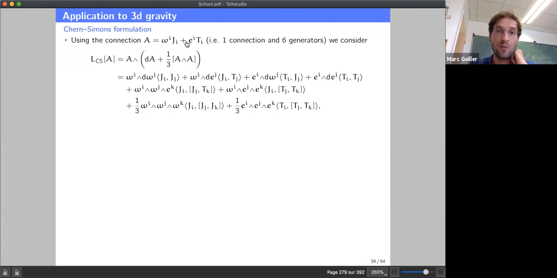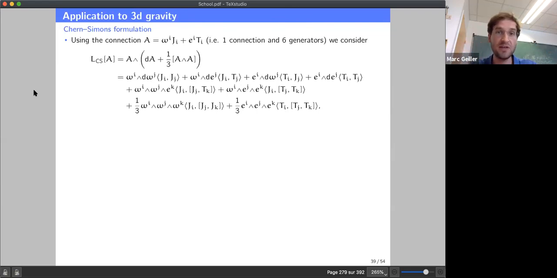This field A, our new gauge connection, is built with 6 generators, because we have the 3 generators J_i, which are the generators of the Lorentz transformations in the formulation in terms of a connection and a triad, and the 3 generators T_i. Remember that in the flat case, we showed that J and T form the Poincaré algebra, and in the AdS case, J and T form the SO(2,2) algebra. So using these 6 generators, we can define a new gauge connection, which is just a combination of the connection omega and the triad E.